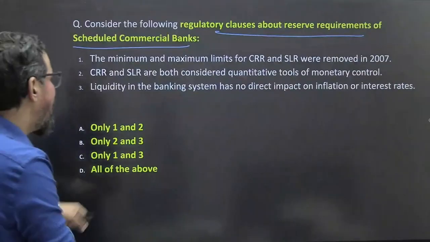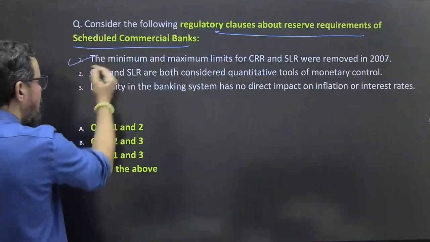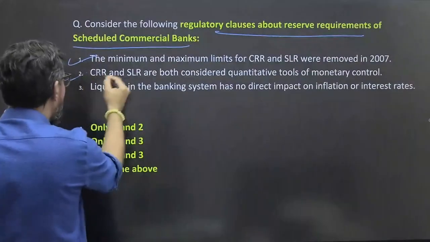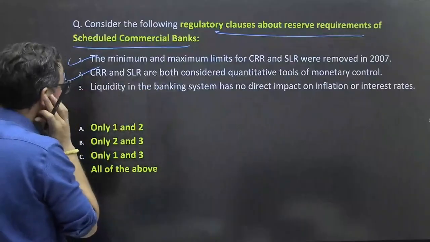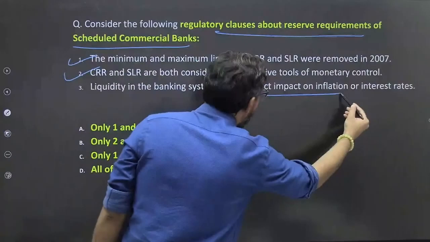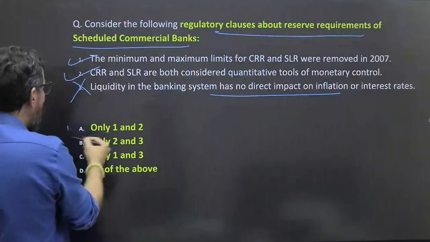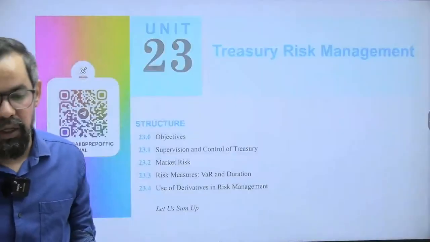The minimum and maximum SLR and CRR limit was removed in 2007. CRR, SLR are both considered quantitative tools. ठीक है. We have quantitative and qualitative, and these come under the quantitative. Liquidity in banking system has no direct impact on inflation. They do have a direct impact. So very simple question. इससे आसान क्या हो सकता है यार, ठीक है. A will be right answer without any doubt, right?